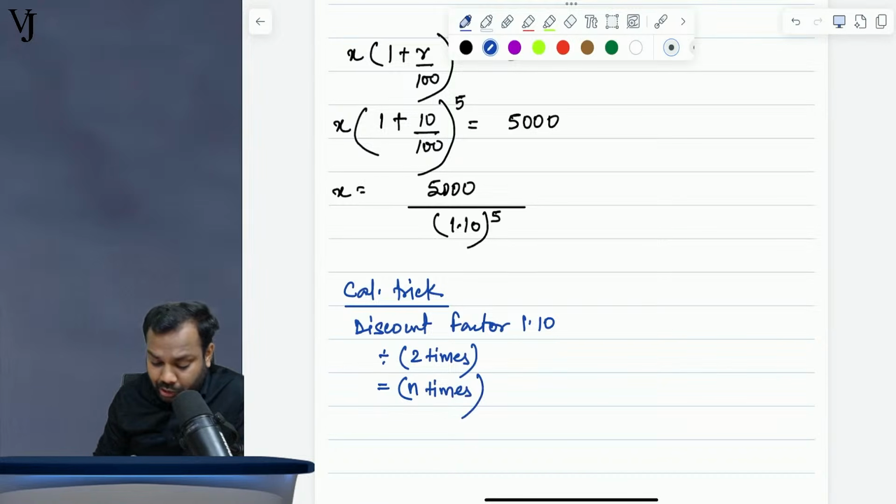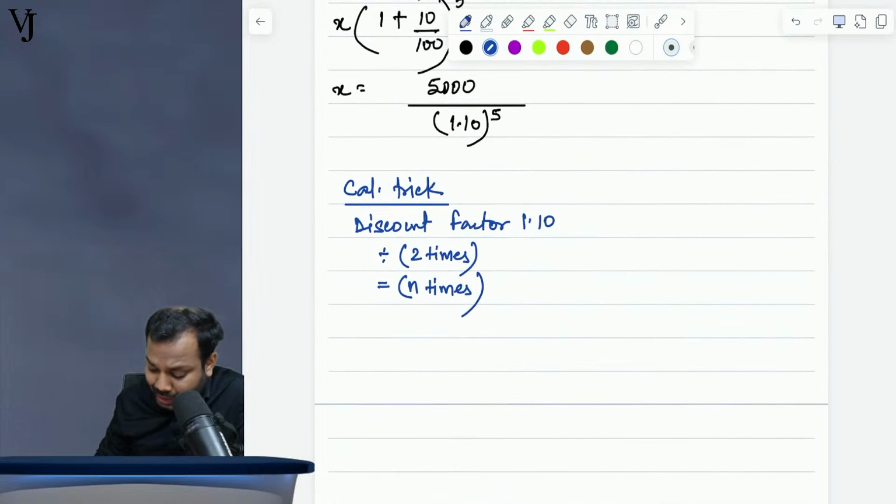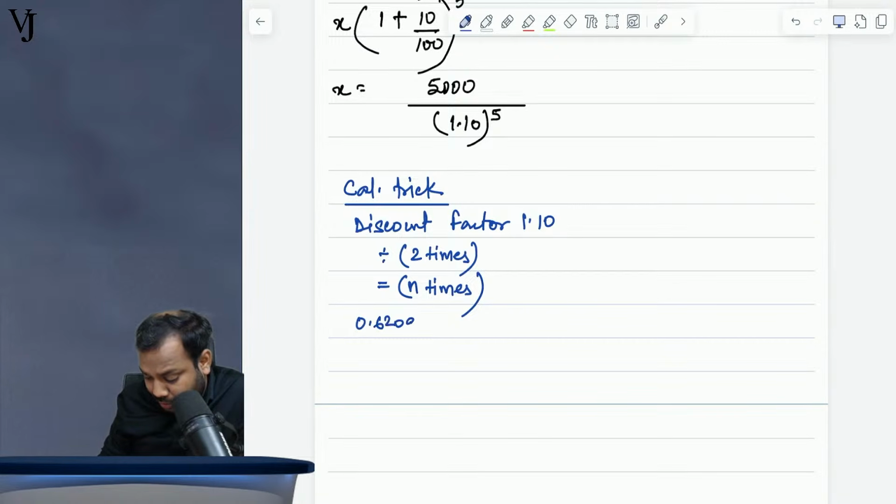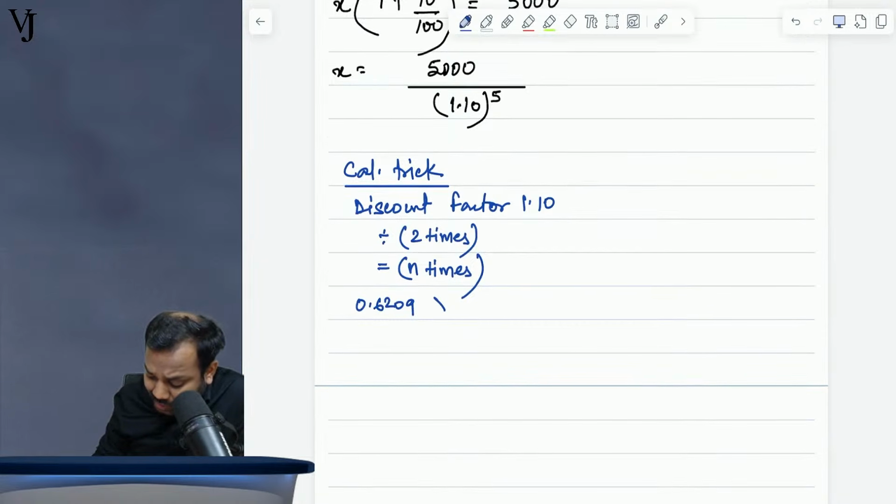Please, can you do that? So I wrote 1.10 divided. Now how many times? 5. So I have to press equals to 5 times. 1, 2, 3, 4, 5. So what is the figure that came? It arises 0.6209.